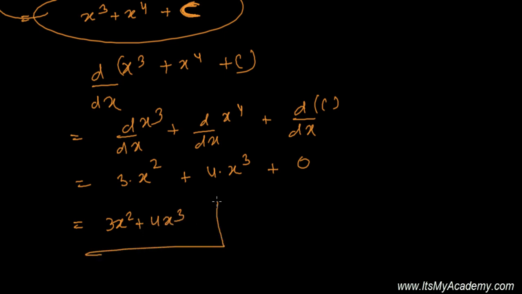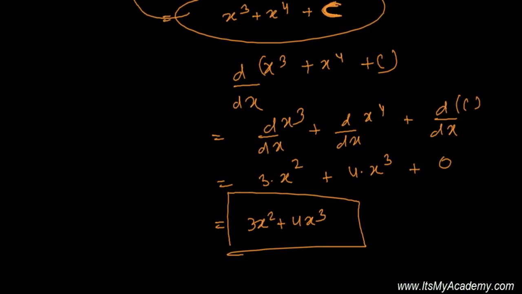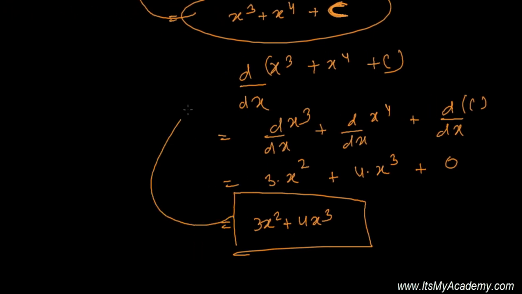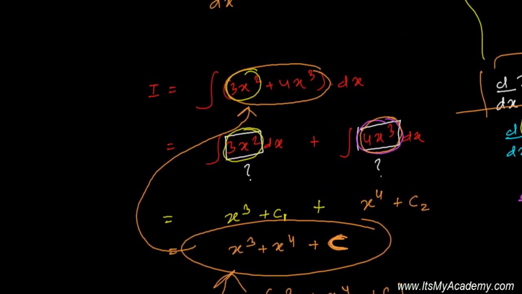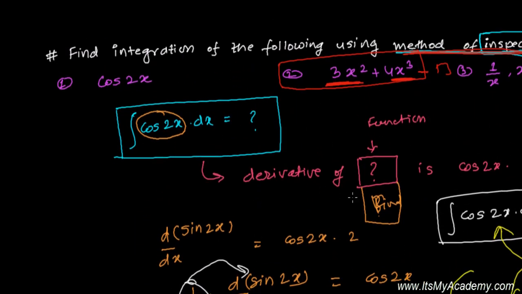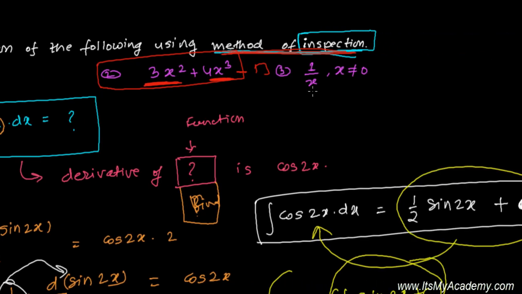So what do you get here? 3x squared plus 4x cubed is the derivative of x cubed plus x to the power 4 plus c. So the integration of this is this function. I hope you understand it, and in the next video I'm going to do 1 over x. So I'll see you guys in the next video. Bye bye.